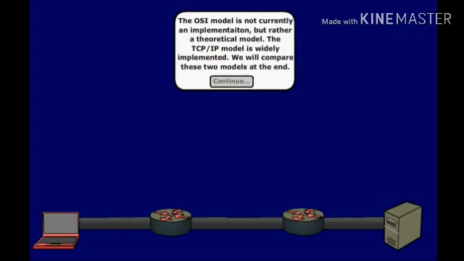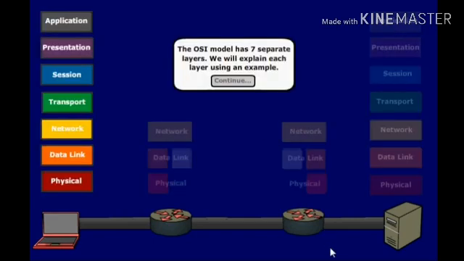The OSI model is currently not an implementation, but rather a theoretical model. The TCP/IP model is widely implemented. We will compare these two models at the end. The OSI model has 7 separate layers.